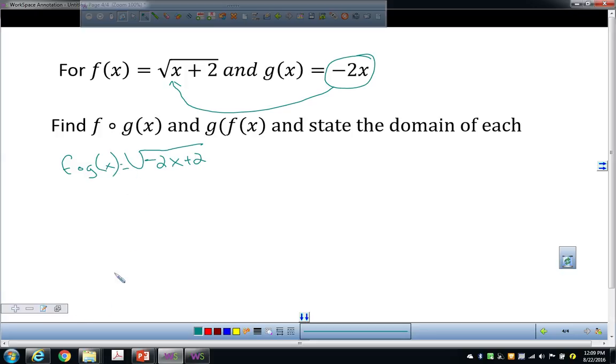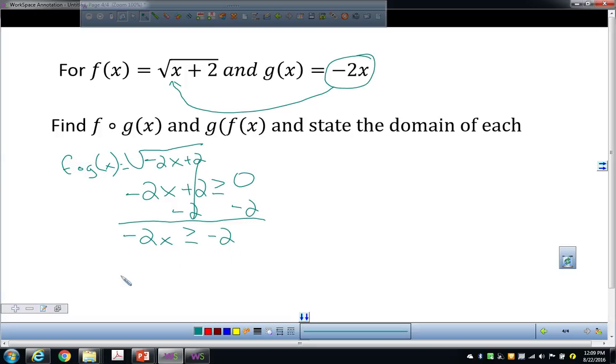How do I find the domain? Logan, yeah, you set the inside of the square root greater than or equal to 0. So negative 2x plus 2 is greater than or equal to 0. I solve this and get minus 2x greater than or equal to negative 2.